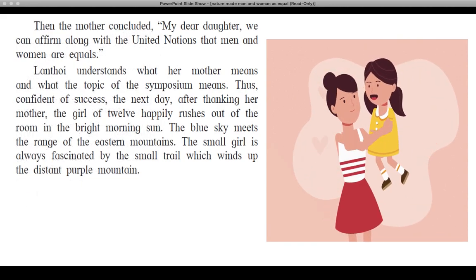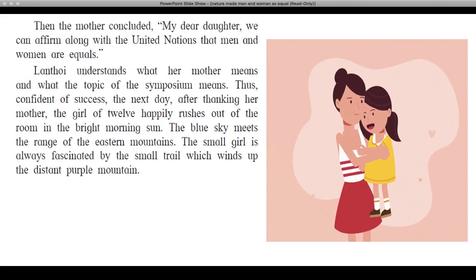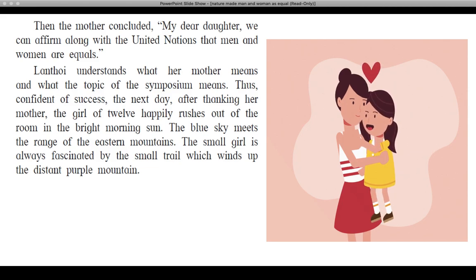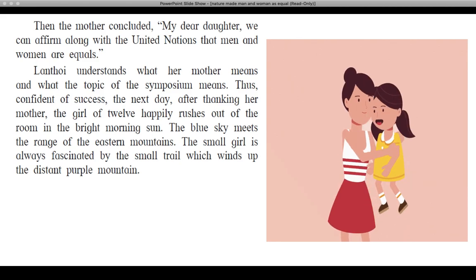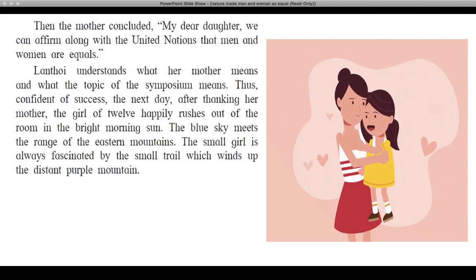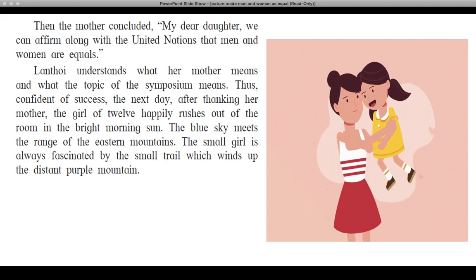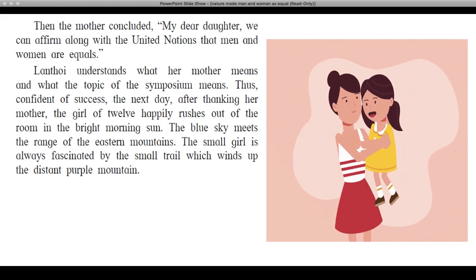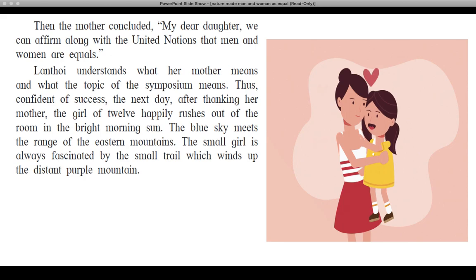Then the mother concluded, "My dear daughter, we can affirm along with the United Nations that men and women are equal. We can say yes, that men and women are equal with the help of the United Nations." Lanthoy understands what her mother means and what the topic of the symposium means. Thus, confident of success, the next day, after thanking her mother, the girl of 12 happily rushes out of the room in the bright morning sun.